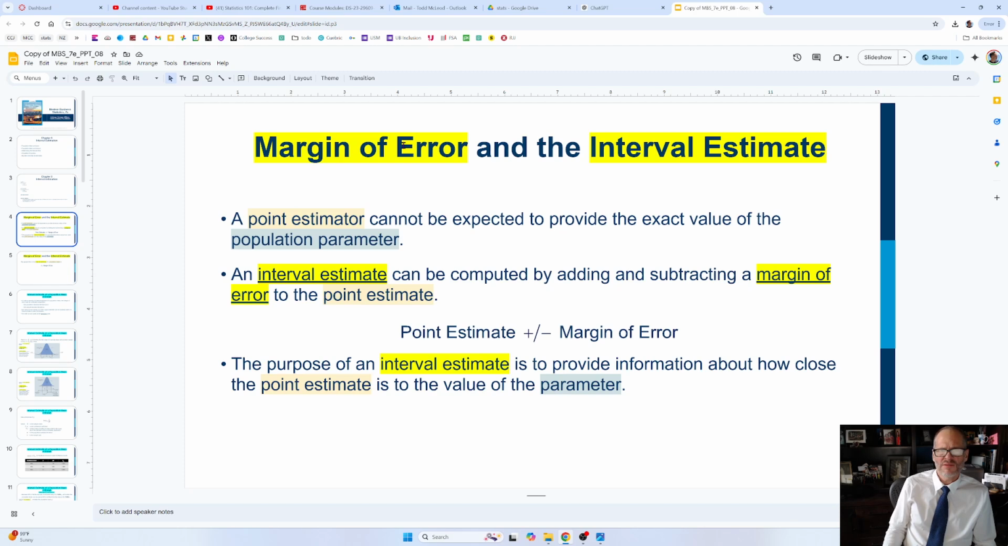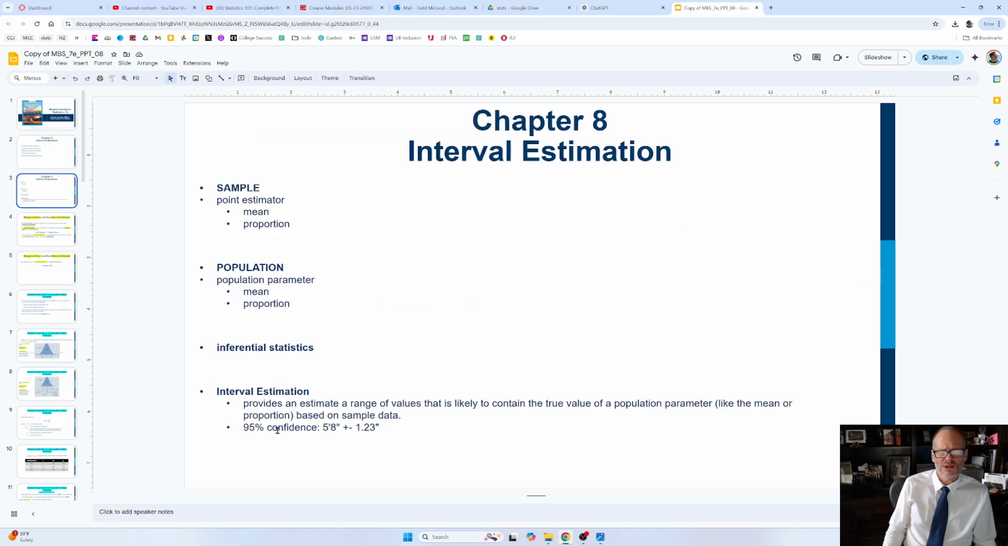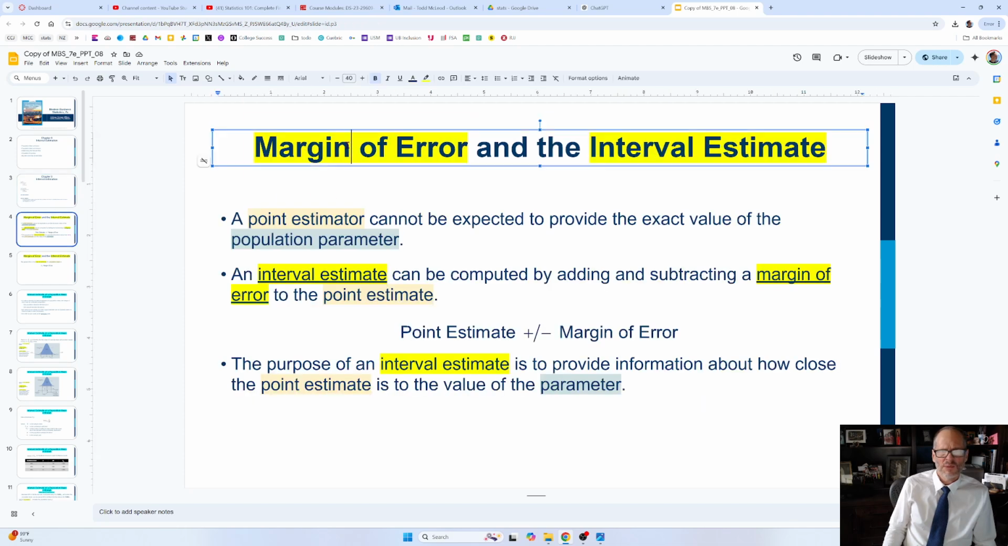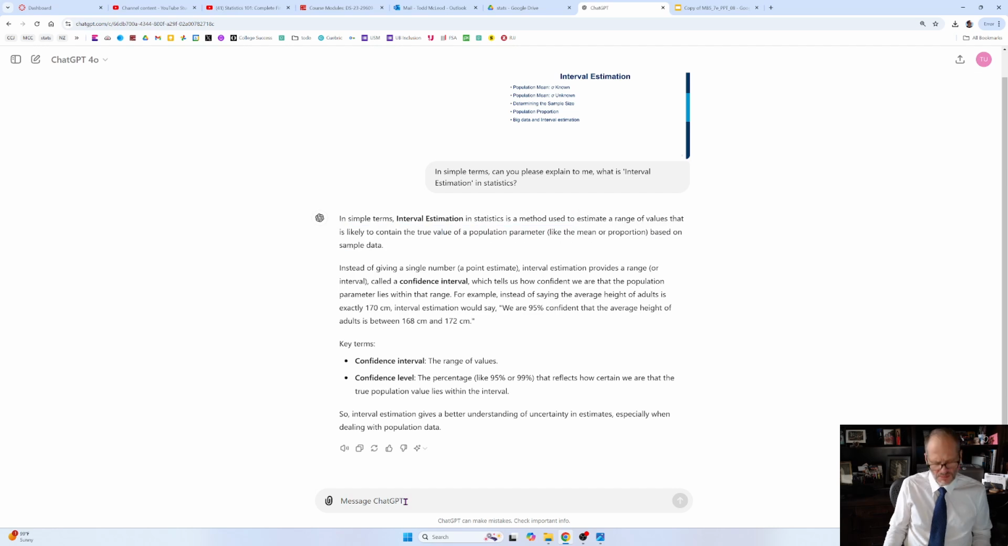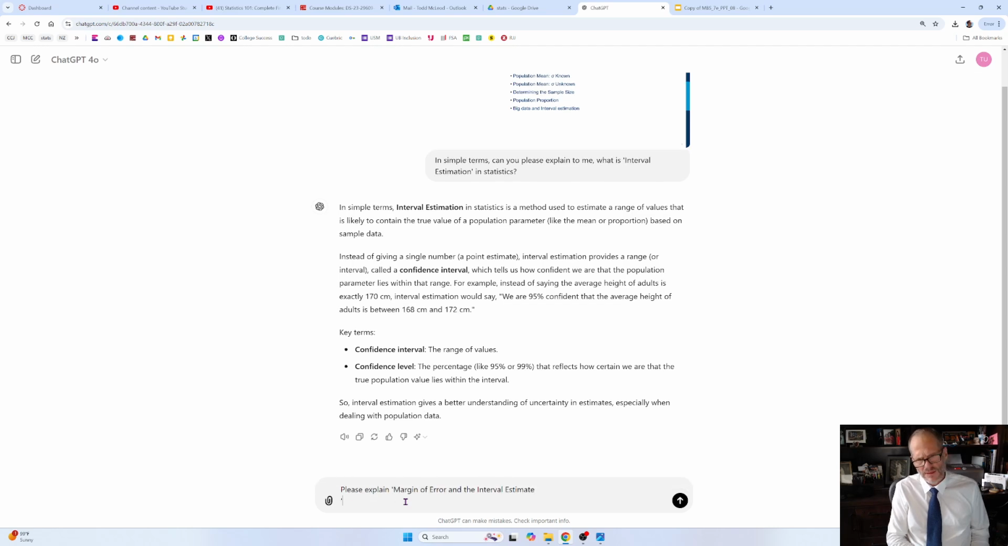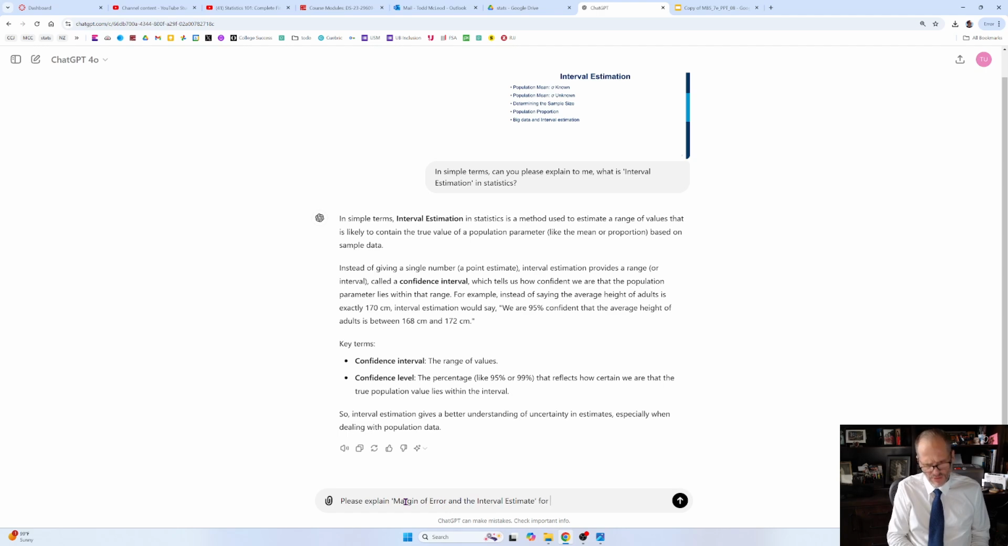And so there's a margin of error, like 95% confidence. And then there's some interval, some estimate. Here, margin of error is plus or minus a certain amount. And then there's also some confidence. But to understand this, we could copy this and go to ChatGPT. First, let's finish reading this from the previous video. Once we're finished reading this, we could ask it this question here. Please explain margin of error and the interval estimate for me.